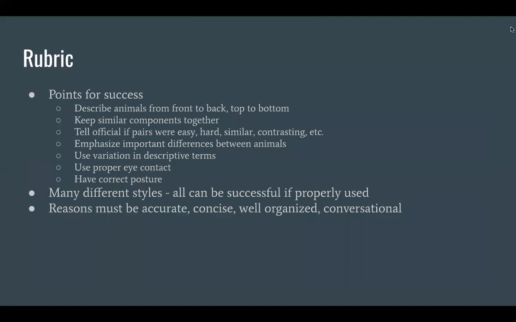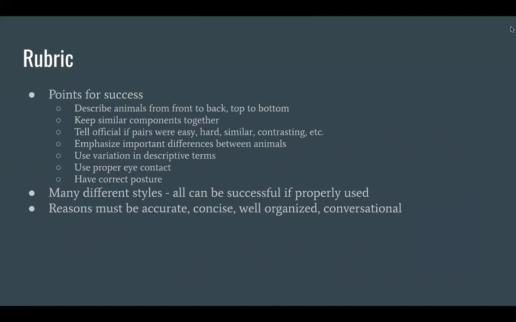Points to success. Describe the animal from front to back, from top to bottom. This can help the judge visualize what you're trying to convey. So you want to talk about their neck, their ribs, their udder. So you would do it in that order. You wouldn't go from ribs to udder to neck. That's really confusing. That's all over the place. So keep similar components together. I wouldn't just bounce from her legs to her udder to her legs, that would be really confusing.